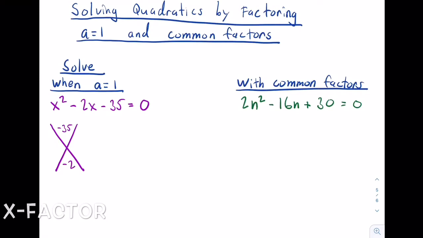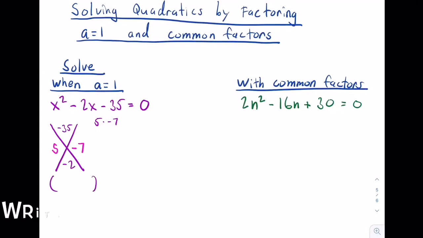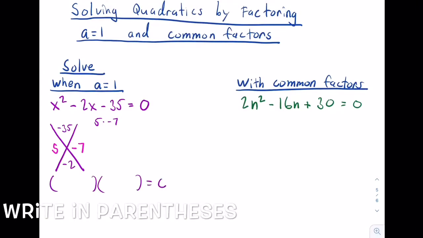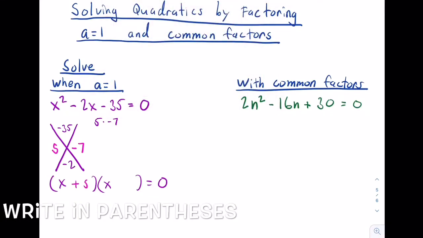So we can try different things, like 5 and negative 7. That one works. It multiplies to negative 35 and adds to negative 2. So our two factors are going to be 5 and negative 7. Then we write that out in our factored form. We put two parentheses equal to 0, and we have x and then our two factors, positive 5 and negative 7.